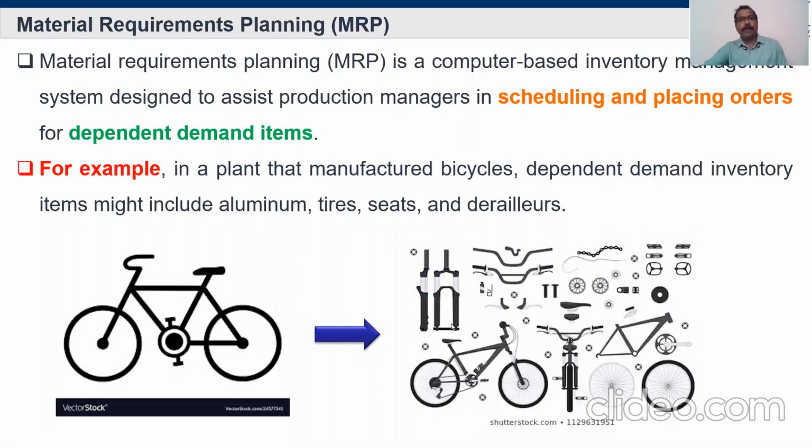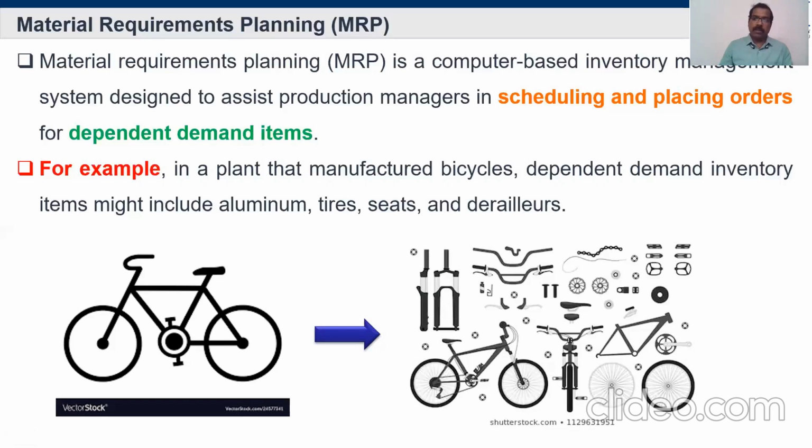So what is meant by material requirement planning? Material requirements planning, or MRP for short, is a computer-based inventory management system, which is designed to assist production managers in scheduling and placing orders for dependent demand items. Again, I'm telling you clearly, under the master production schedule, material requirement planning will be coming.